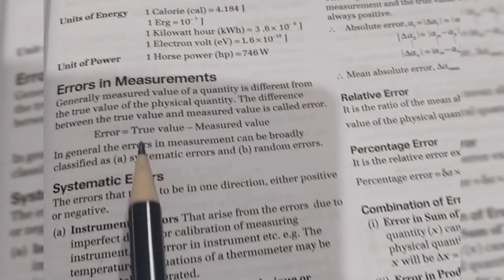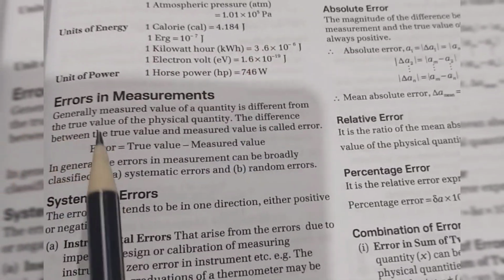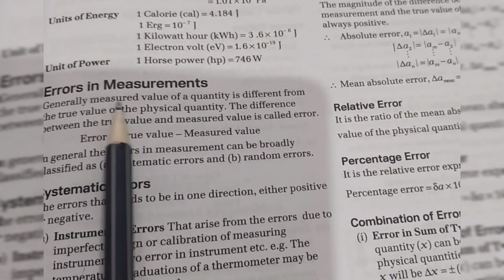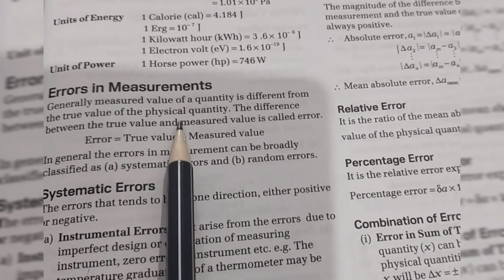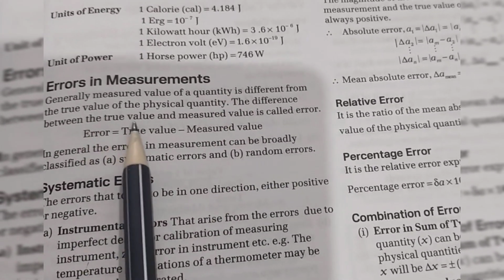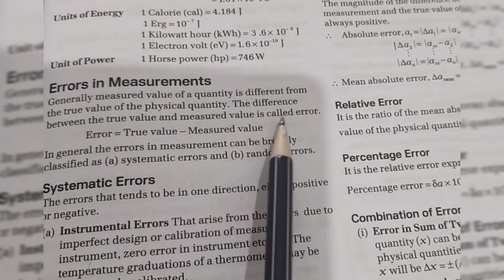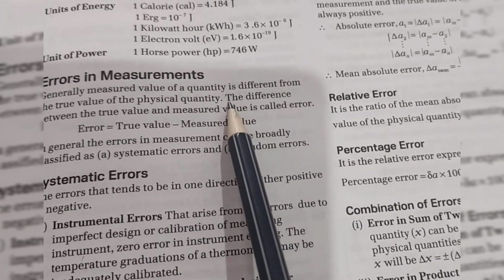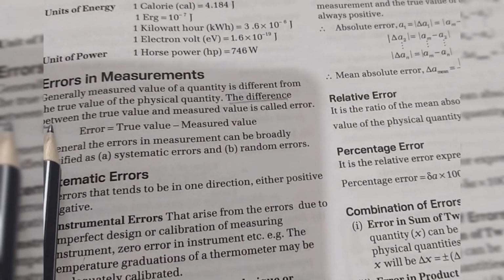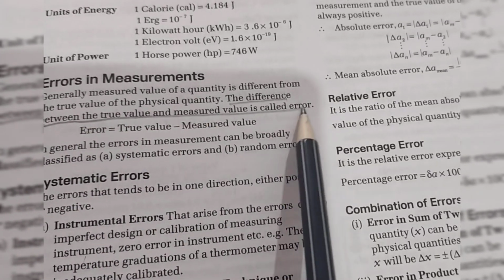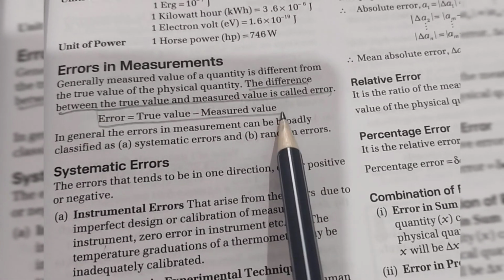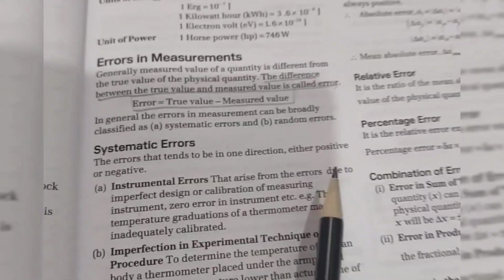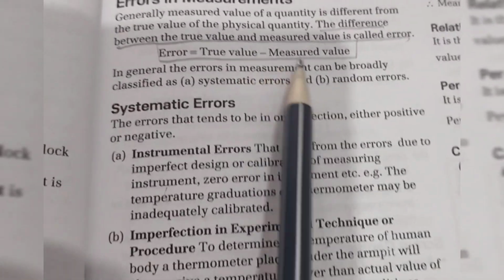Next one is the errors in measurements. What are the errors in measurements? Generally, the measured value of a quantity is different from the true value of the physical quantity. The difference between the true value and the measured value is called the error. Error क्या है? True value और जो measured value के बीच का difference होता है उसको हम error बोलते हैं. So this is the formula for error, which is true value minus measured value.